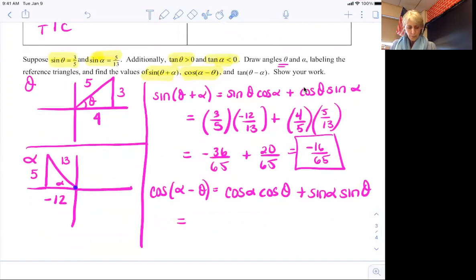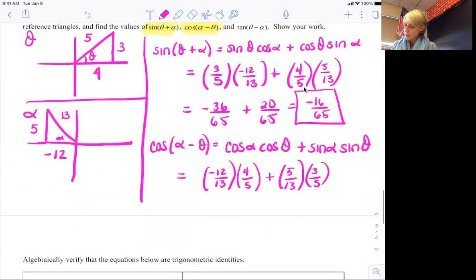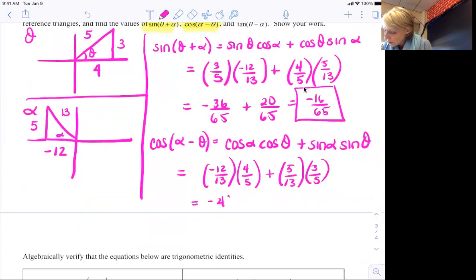Cosine of alpha, adjacent over hypotenuse. Cosine of theta, adjacent over hypotenuse. Sine alpha, opposite over hypotenuse, sine theta, opposite over hypotenuse. Work through the math. And I believe this is negative 33 over 65.